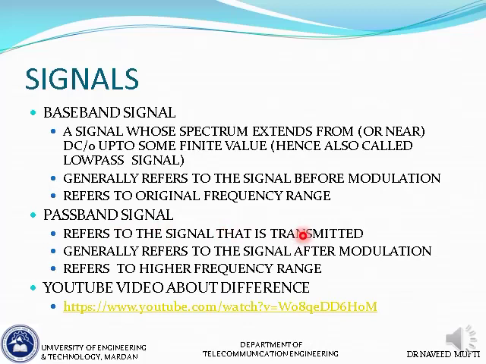So the signal that is actually transmitted is called the passband signal. That's one definition. It also refers to the signal after modulation. So before modulation, the signal is baseband. After modulation, it's called passband. And while baseband refers to the original frequency range, the passband refers to the higher frequency range. So these are some of the differences in terminologies between baseband and passband.